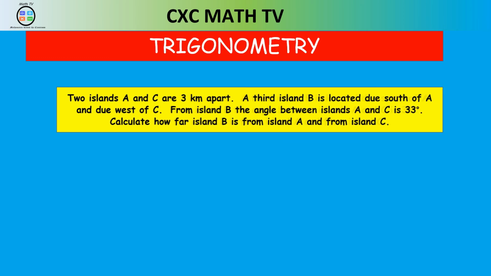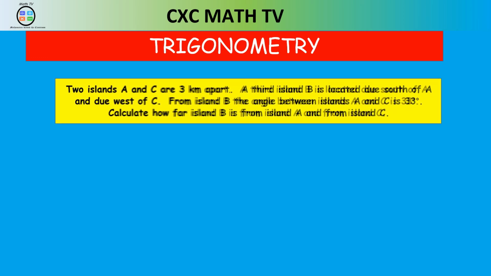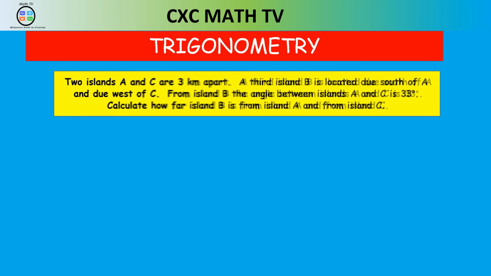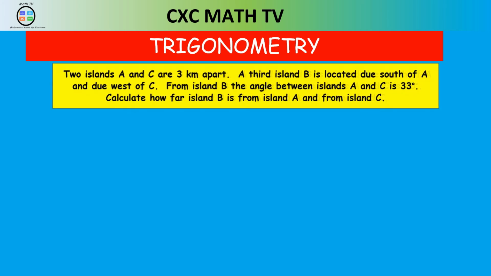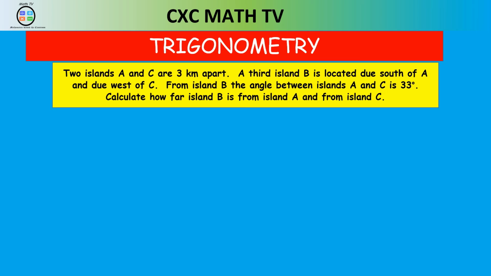So as you pause and attempt, let's break down what was told. We are given that A and C are 3 kilometers apart. We don't know where A is from C. We just know that the distance between them is 3 kilometers.